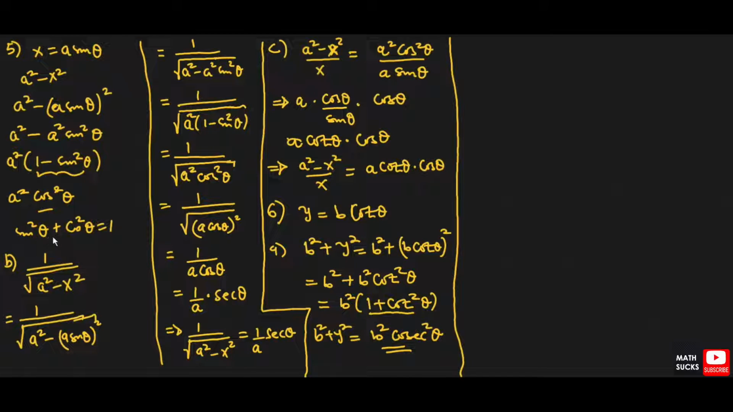First, the trigonometric identity: if you divide throughout by sine squared, that will give you 1 plus cot squared equals cosec squared. So let's look at part B. Part B is: if you have y, then the square root of b squared plus y squared. Simplify that, and just go ahead and substitute in. Wherever there's y, do the substitution.